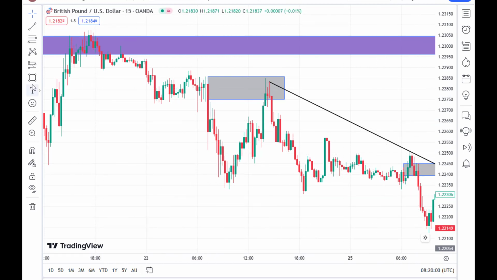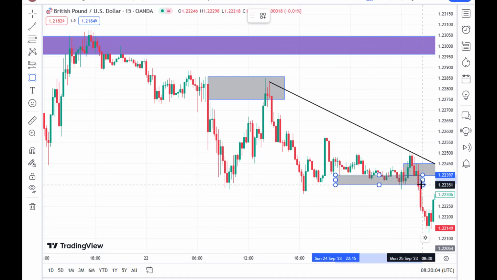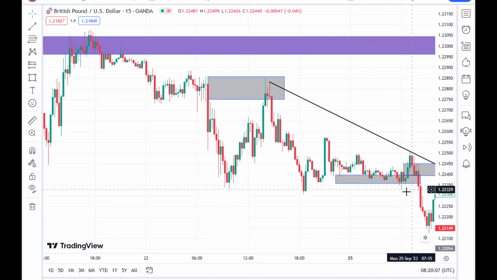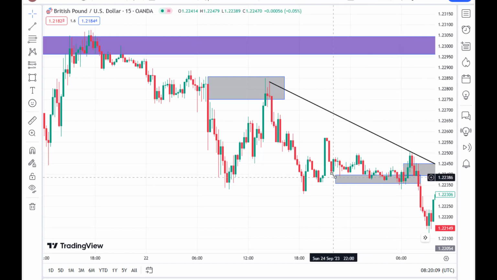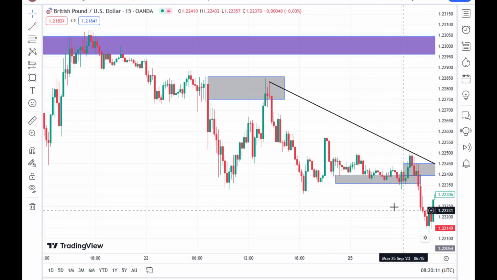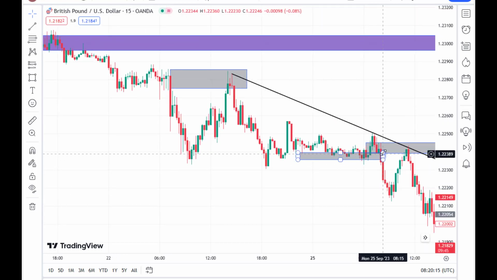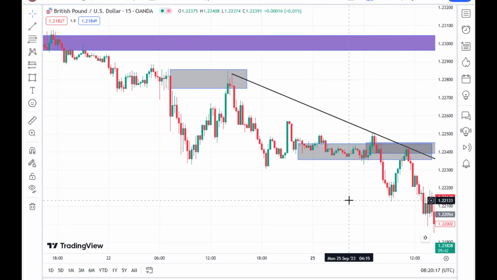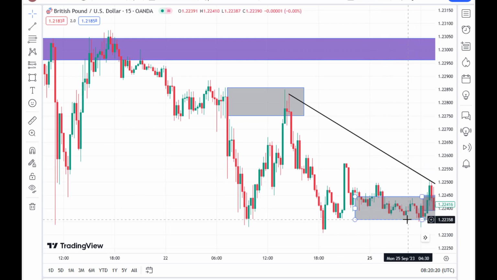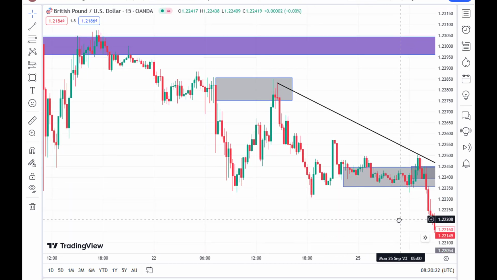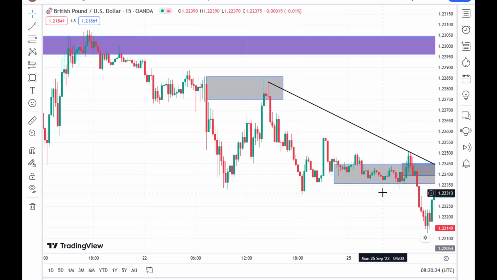Now this is how you can get these high probability entries. Here we have a support zone. Okay, as price hit, you have this support zone. Price was rejecting between this zone here, and what happened, we had a break of structure, and then what happened now, we just extend the zone, and then we wait for price to come back around that zone, because normally initially this will be support and now it becomes resistance, and then it's also what we call a supply zone.